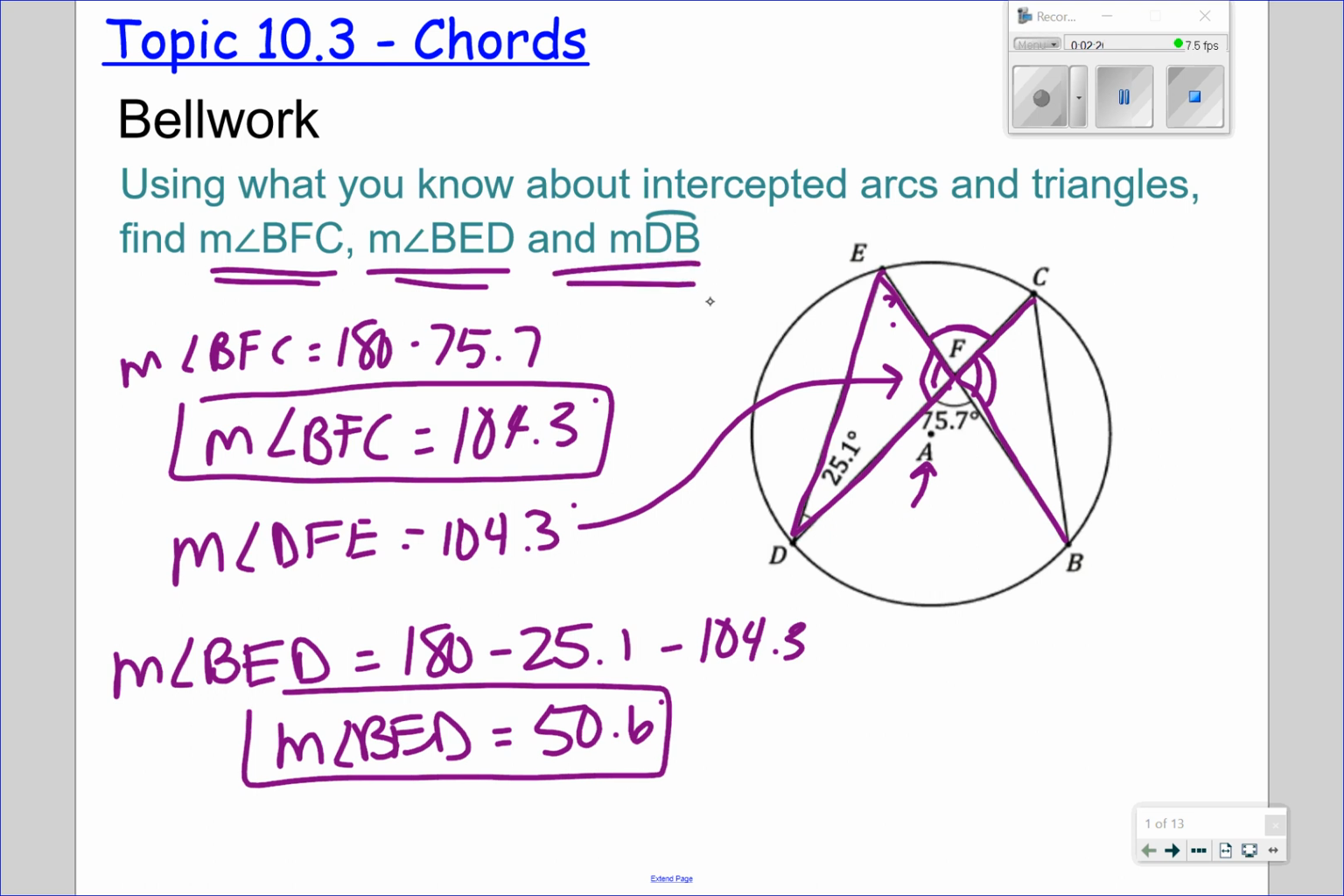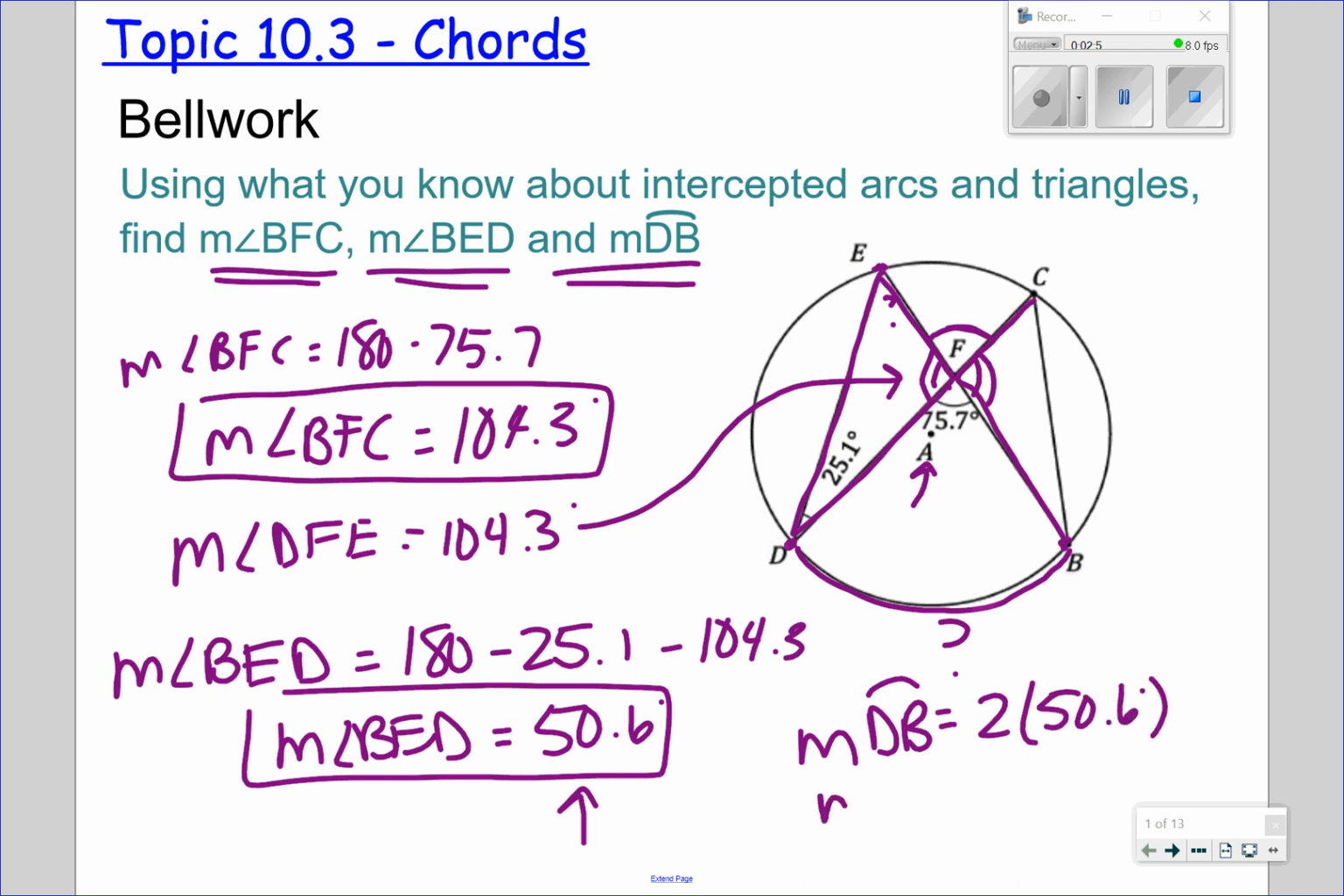And then last but not least, a little bit of review. Arc DB is this guy. Well, arc DB is the intercepted arc of this angle here. So we know that this angle was 50.6 and it's touching the circle, so it's an inscribed angle. So that means the measure of arc DB would be double that inscribed angle. So 2 times the 50.6 degrees. So then the measure of arc DB would be 101.2.